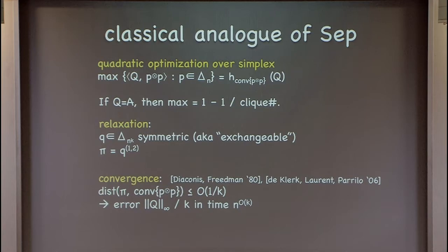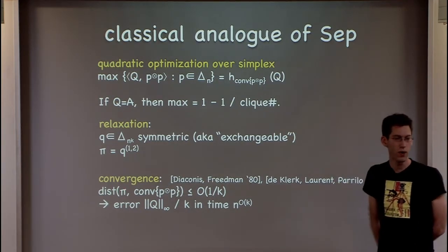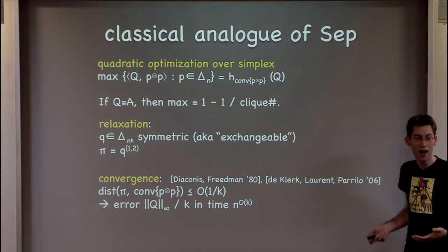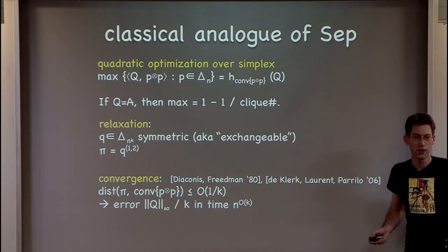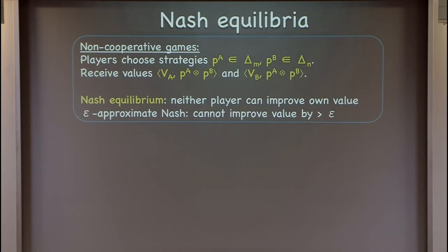So what's happened here? We took a sum of squares hierarchy, and we used reasoning about probability theory in order to show that it converges. And there's another example of this, which is a little bit more sophisticated, but I'm really running short on time. So let me just say it very quickly.